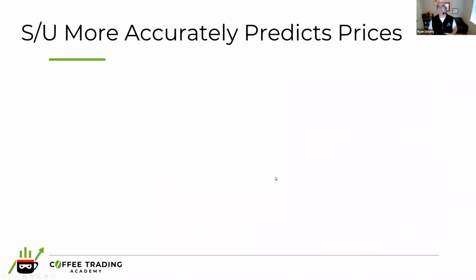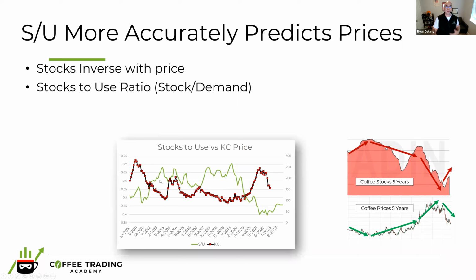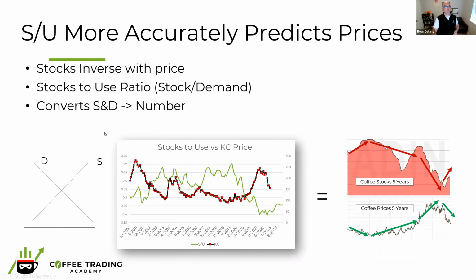All right. So we know that stocks will help us to predict price, but a stocks to use ratio will actually help us to predict price even more accurately than stocks alone. So the stocks help us to predict price because they have an inverse relationship with price. And a stocks to use ratio also has an inverse relationship with price. So a stocks to use ratio is very simple. It's just your total number of stocks divided by annual demand.